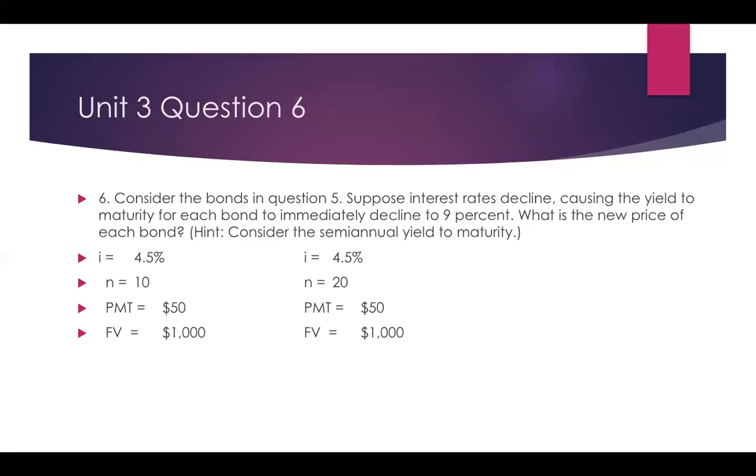The information we have at hand now, our I is changed to 4.5 because the yield to maturity did decline to 9%. So our I is now 4.5. Our N's are the same, and our future value is also the same. Once again, make your life easier. Plug this right into Excel, and you'll find that bond A is worth $1,039.56, while bond B is worth $1,065.04.